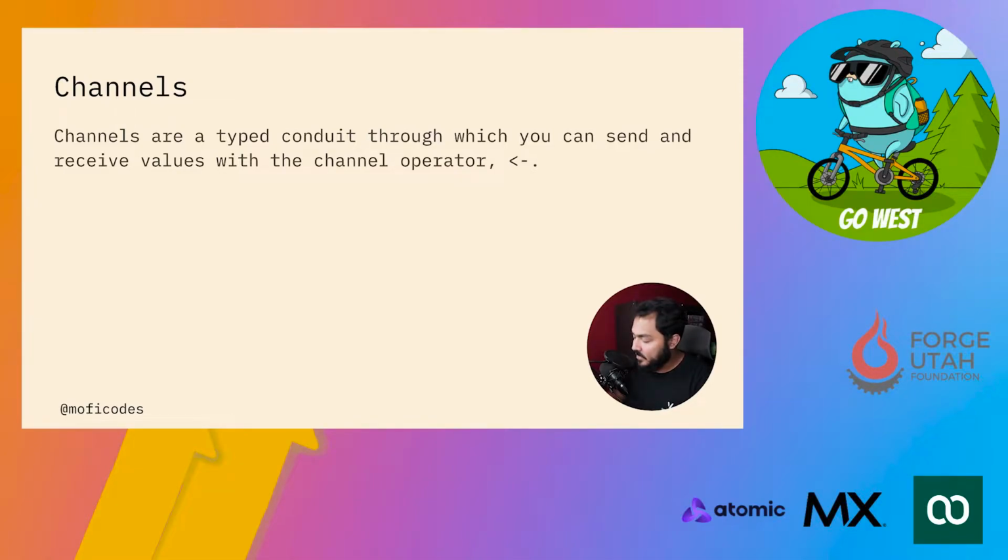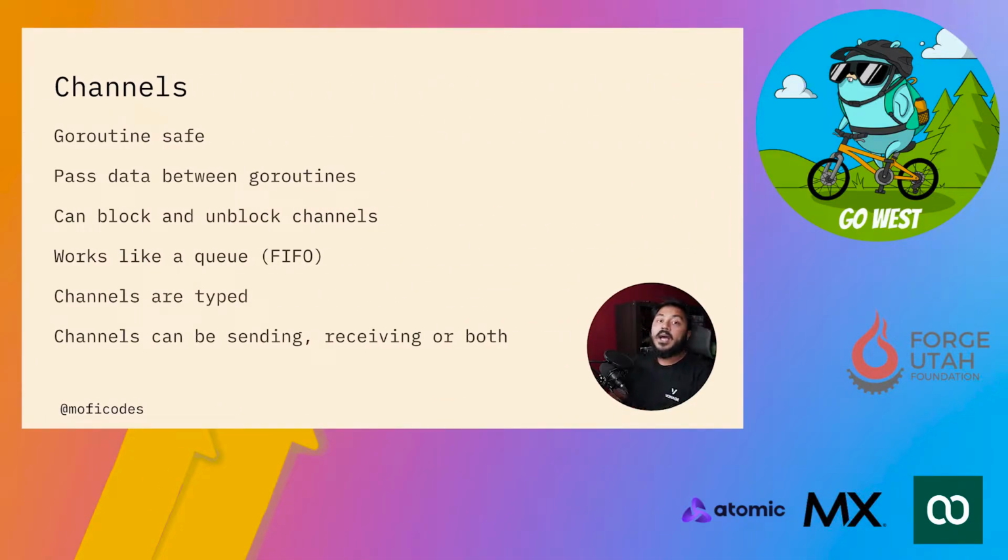Some of the other features and characteristics of channels: channels are Go routine safe. You can pass data between Go routines with channels. Channels can block and unblock. So one channel can block or unblock other Go routines. And it works like a queue, even for an unbuffered channel, and for a buffered channel, it definitely works like a queue. The thing that was done first gets executed first.